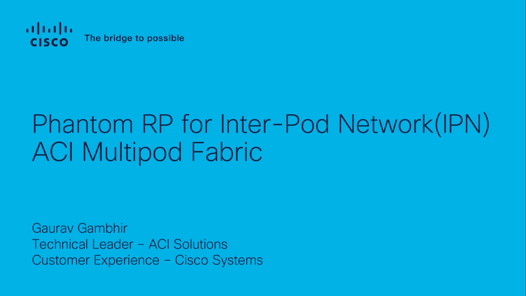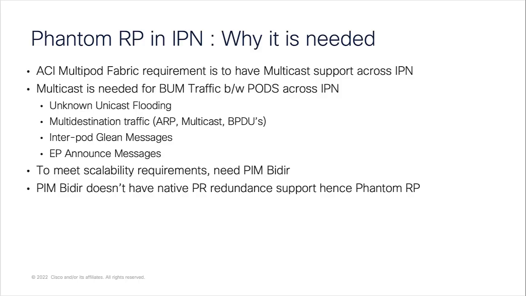Today's topic of discussion is Phantom RP and IPN for ACI Multipod Fabric and some common misconfigurations around it. First, let's try to understand why we need Phantom RP and IPN to begin with. ACI depends on multicast capability in IPN to send BUM traffic, like ARP and unknown unicast, between pods. We cannot use PIM ASM due to scalability requirements. Only PIM Bidir is supported.